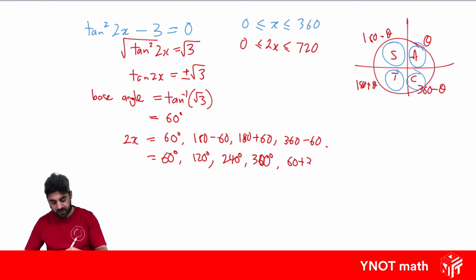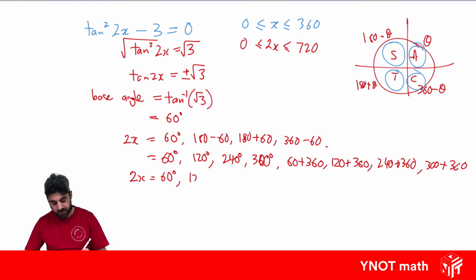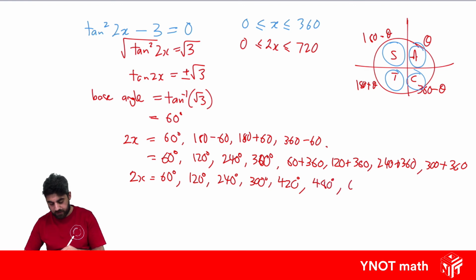So we're going to have 60 plus 360 is another answer, 120 plus 360, 240 plus 360, and 300 plus 360. So our answers for 2x are going to be 60, 120, 240, 300, 420, 480, 600, and 660. But they're all the answers for 2x.